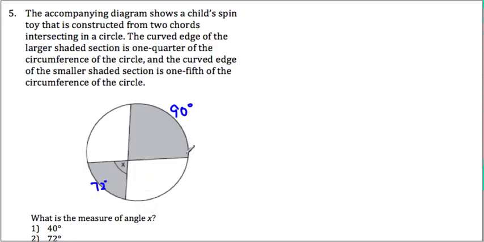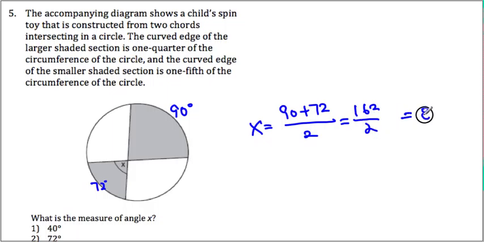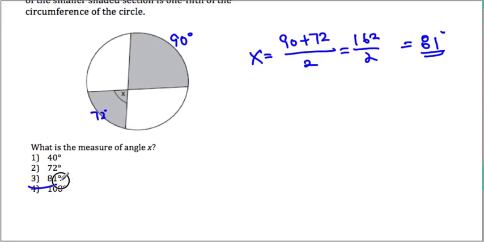Then how do you find the value of x? In this case we can say 90 plus 72 over 2. So therefore, yes, this becomes 162 over 2. Therefore, the value of x becomes 81 degrees. We're looking at 81, which is choice number 3.